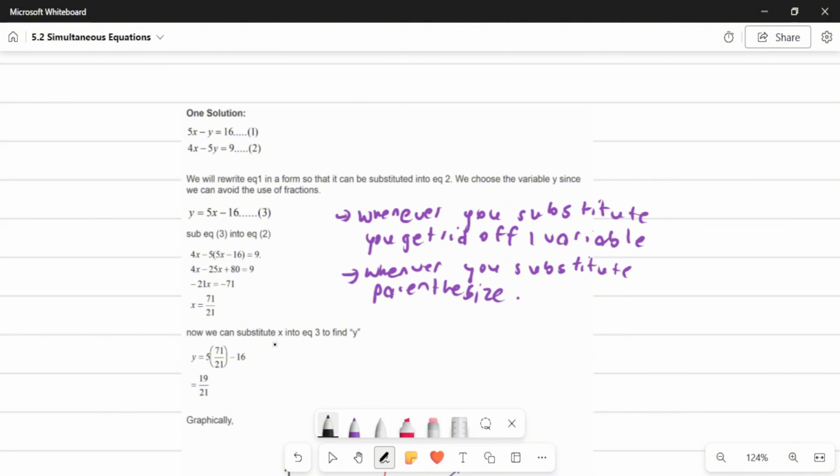I can take this x solution and put it back into equation 3, so I can solve for the equivalent y value. This means that the x value of 71 over 21 and the y value of 19 over 21 will both simultaneously solve both these equations.